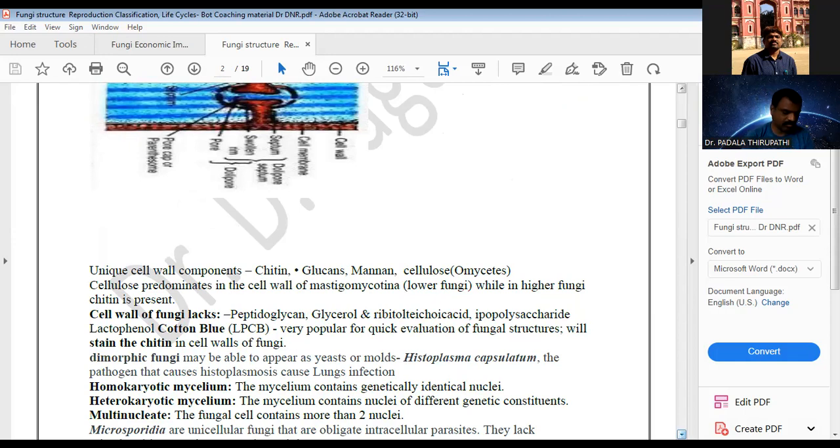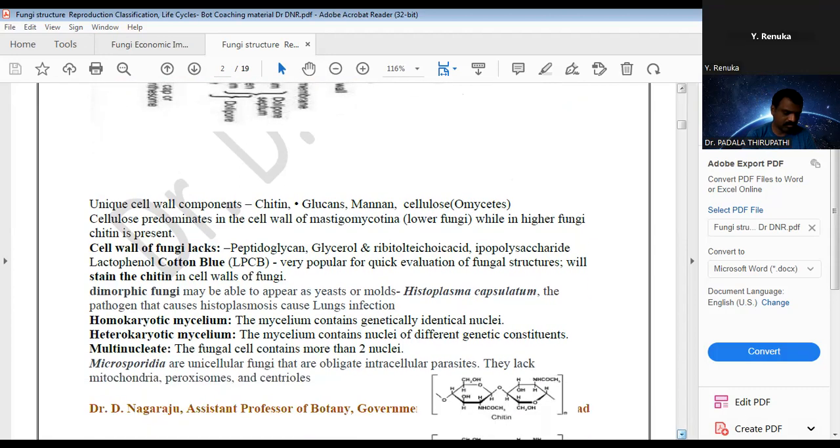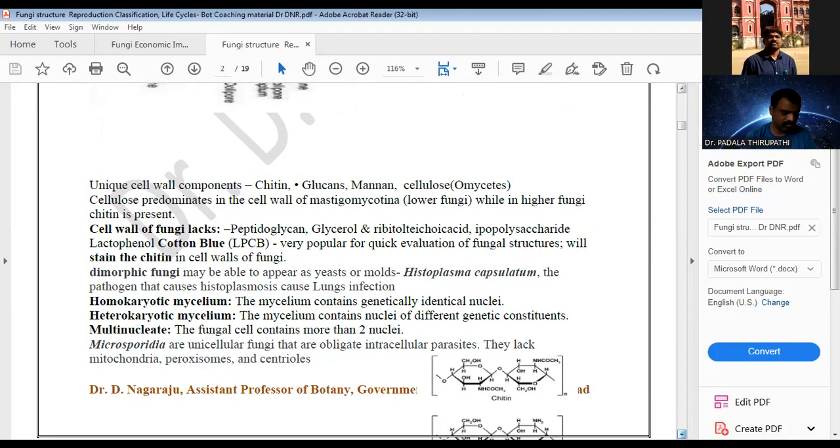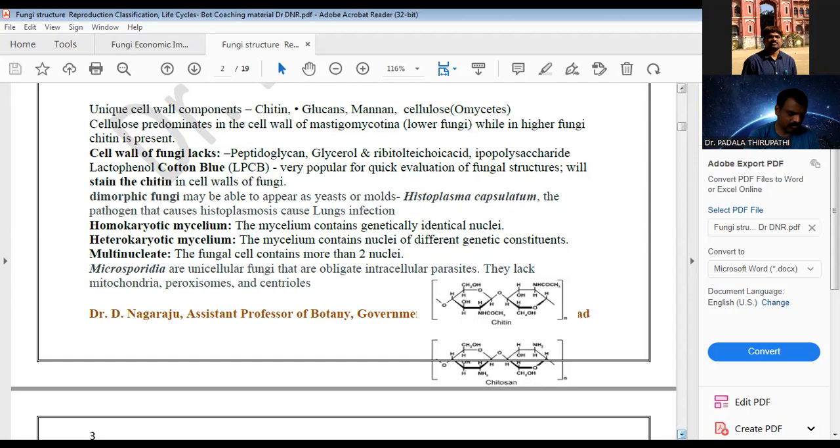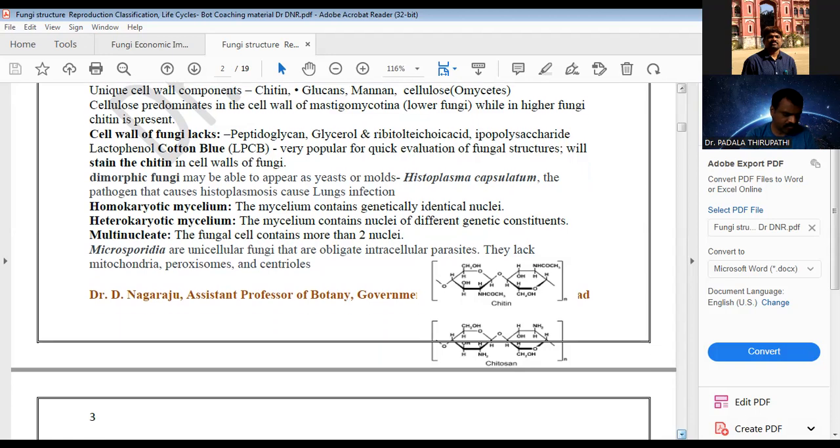The fungal cell wall is made up of chitin. But in some Oomycetes, the fungal cell wall is made up of cellulose. And the fungal stain is cotton blue. It absorbs the chitin of the cell wall, so that it is easily visible and easy to evaluate.